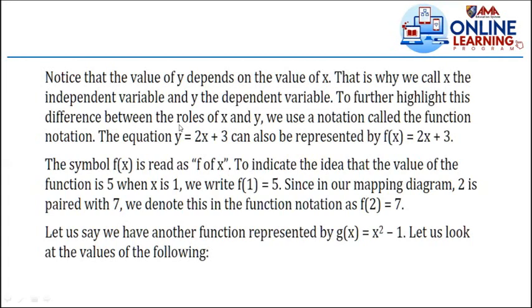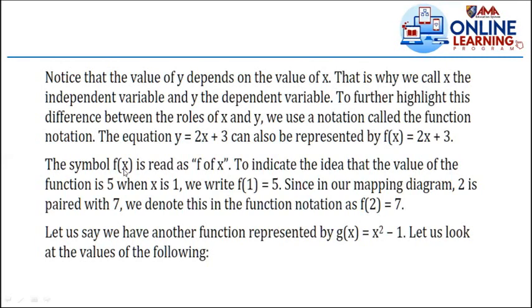To further highlight this difference between the roles of x and y, we use a notation called the function notation. The equation y is equal to 2x plus 3 can also be represented by the function f of x is equal to 2x plus 3. Okay? The symbol f of x is read as f of x. Okay? So that's the way we're going to read this, ano?